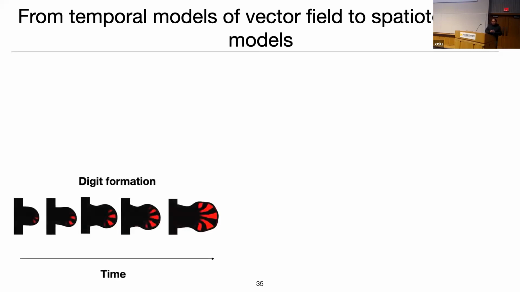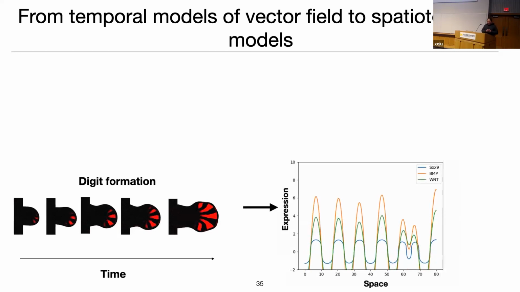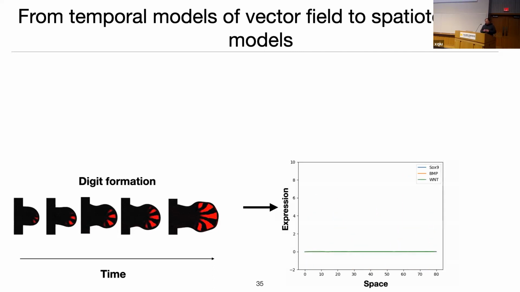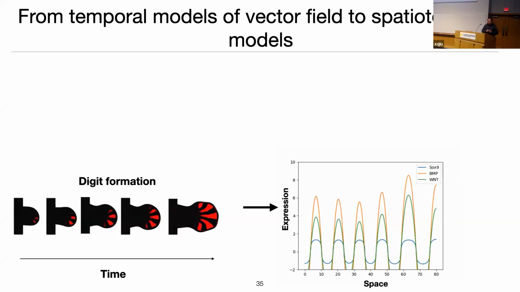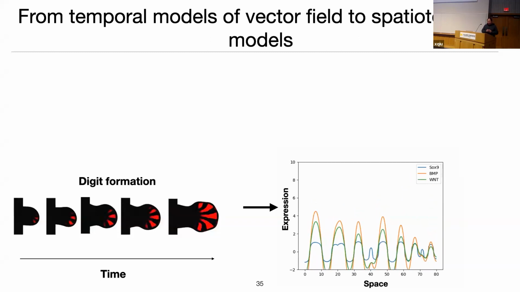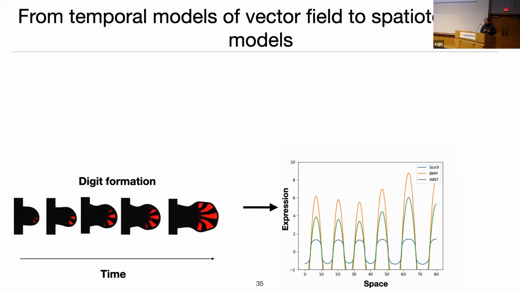So the simulation system showing here is a digit formation. We know during mammalian digit formation, the embryo started with no digit, but gradually over time and over space, one digit will become 5 digits. So if we model this process using a 1D system and plot the gene expression of 3 key transcription factors that relate to the digits. So here is SOX9, BMP, and Wnt.